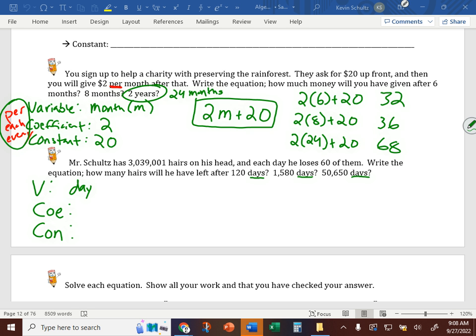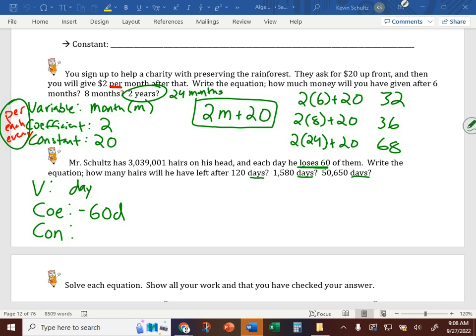60. Is my coefficient 60? Yes. Does that mean I'm gaining 60 hairs each day? Minus 60. Negative 60. Why word problems are so tricky. I'm losing 60 hairs each day. My total decreases. It goes down by 60 each day. Therefore, the 60 should be negative. Okay? It's tricky.